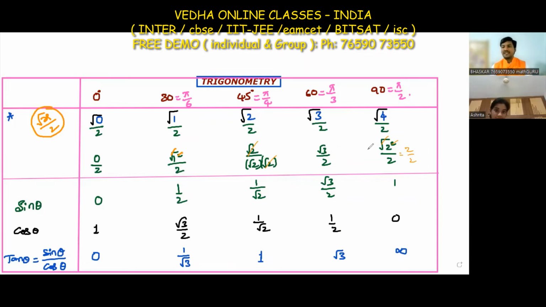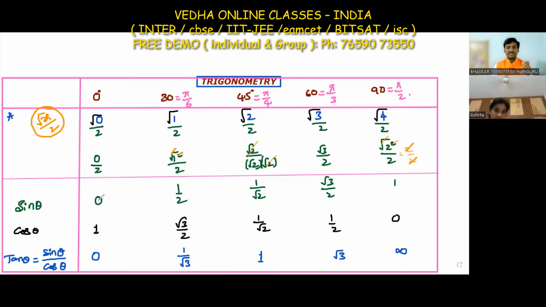And sine 90. What is sine 90 here? The sine 90 is root 4 by 2. Root 4 is nothing but root of 2 square, which is 4, so the square root gets cancelled. So 2 by 2, 2 gets cancelled, so we get 1.